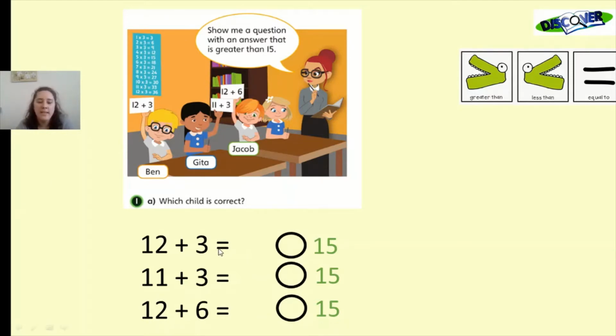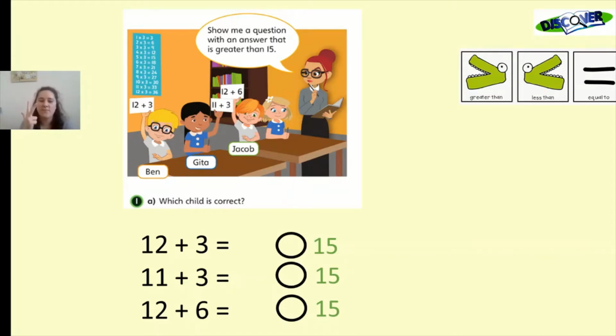So, here I've got below all three of the children's questions and we're going to work out the answers and compare them to 15 using our greater than, less than and equals to symbol. We'll begin with Ben's question. He thinks that 12 plus 3 is going to be greater than 15. Let's work out that answer. So I think for this one we can use our fingers. We could put 12 in our head. And then how many do we need on our fingers?